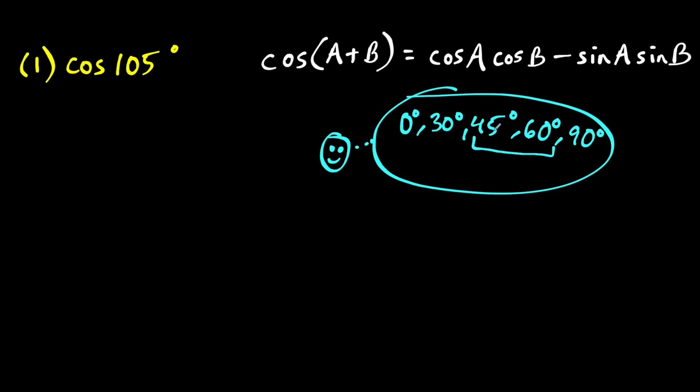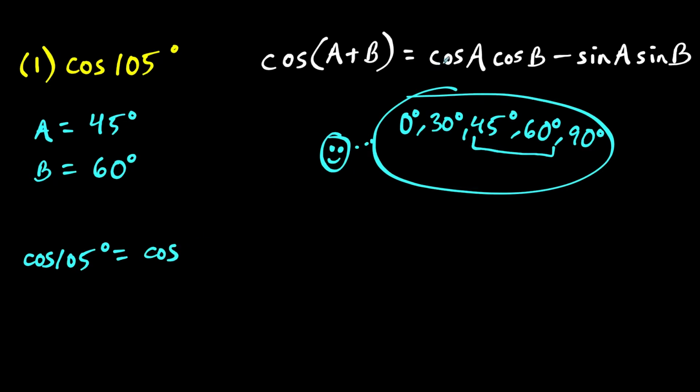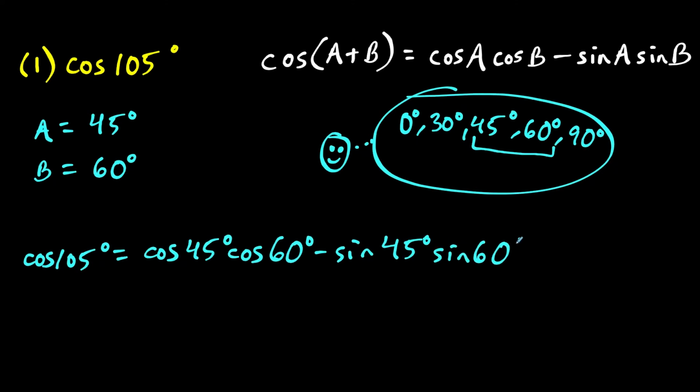Now, it doesn't matter which one you designate as A or B, but just for the sake of getting started, let's say A is equal to 45 degrees, and we'll say angle B is equal to 60 degrees. Because now what we can say is that cosine of 105 degrees is equal to, and now we just use the formula: cosine of angle A, which is 45 degrees, times cosine of angle B, which is 60 degrees, minus sine of angle A, 45 degrees, times sine of angle B, 60 degrees.